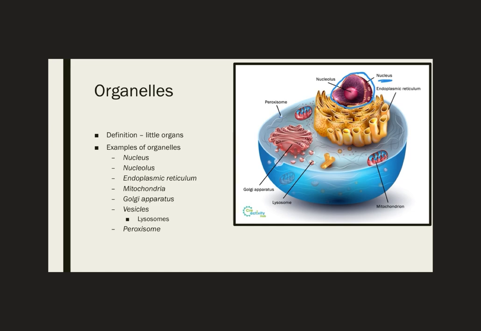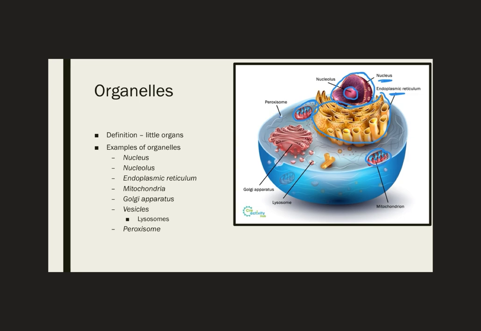Inside the nucleus, we find another organelle, which is the nucleolus. And surrounding the nucleus, these yellow structures are representing the endoplasmic reticulum. On each side of the endoplasmic reticulum, we find a couple of mitochondria, which are going to have a major role in the production of chemical energy.